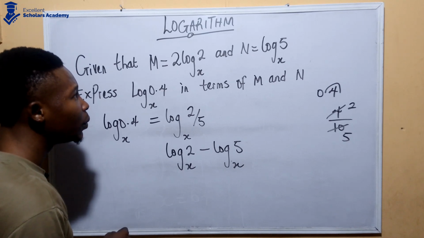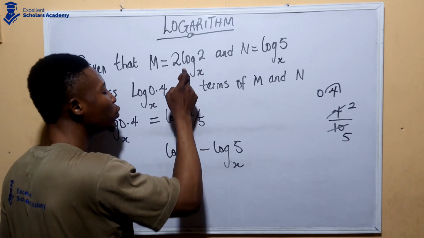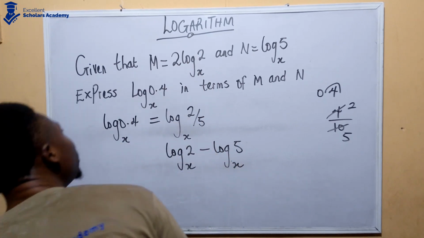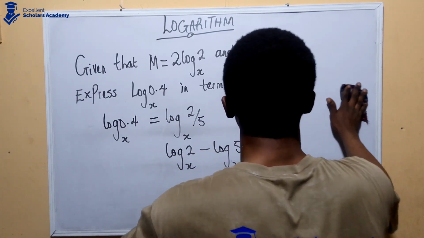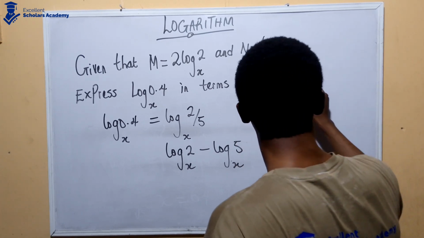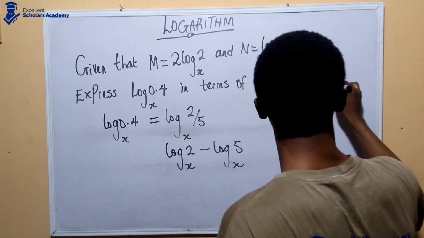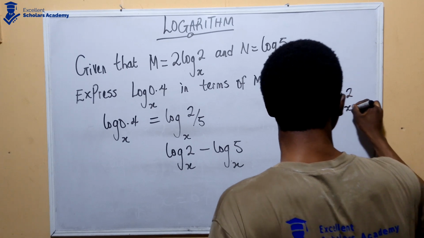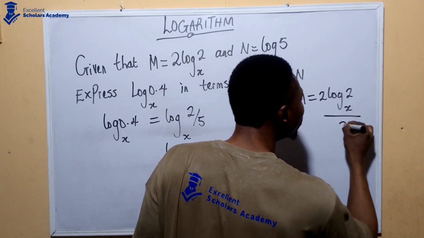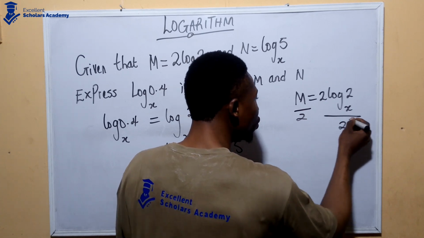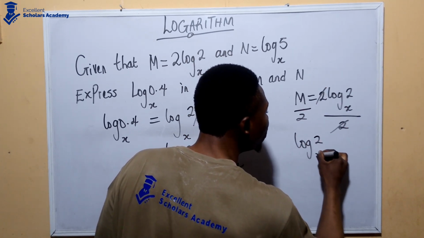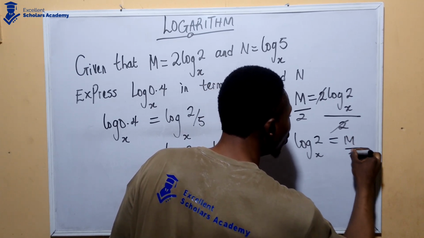All right. Now, meaning that we have to find log 2 base x. So we are given m is equal to 2 log 2 base x. So what will be log 2 base x itself? Meaning we have to make log 2 base x the subject of the formula. We can divide both sides by 2, all right? So 2 takes away 2 here, and we are going to have log 2 base x is equal to m over 2.